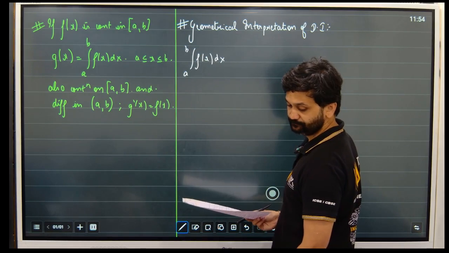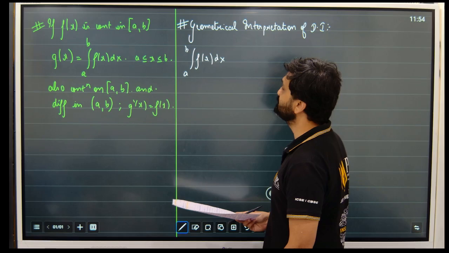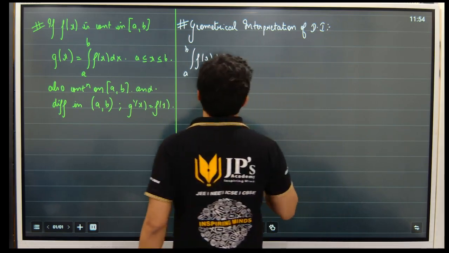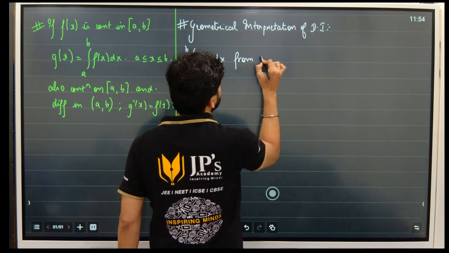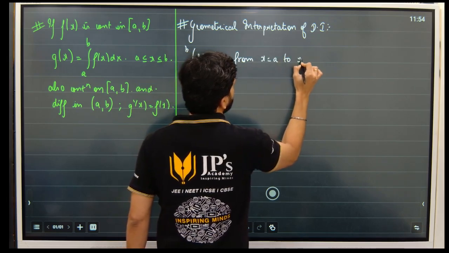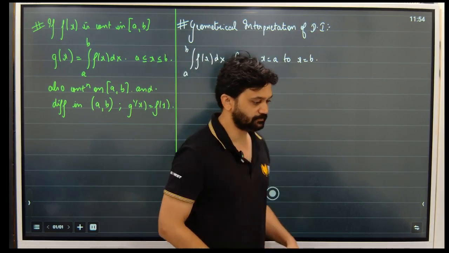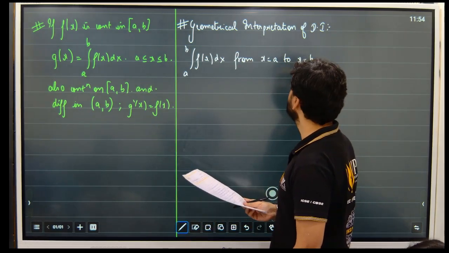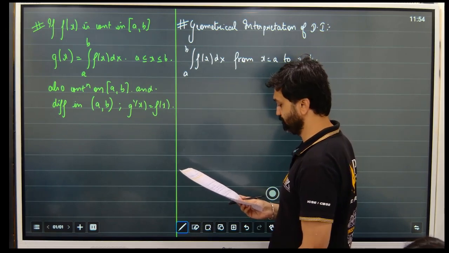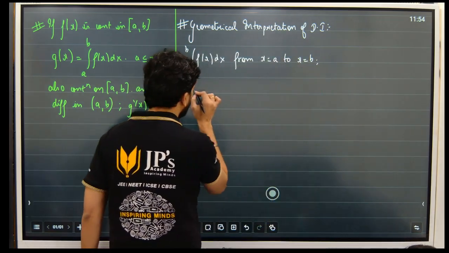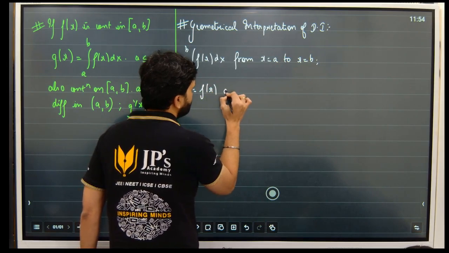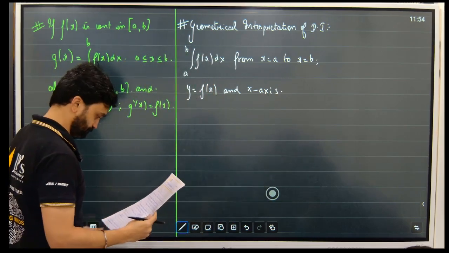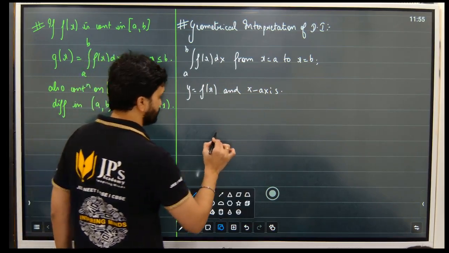the algebraic sum of areas from x is equal to a to x is equal to b, bounded by y is equal to f of x and the x-axis.